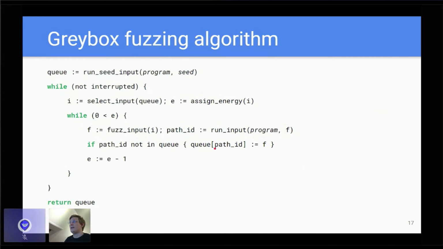And if so, that's great. That's what you want to do. You want to explore as many paths as possible. Right? So you're going to add it to your queue, and yeah, that's pretty much what happens. So you select the new input and you fuzz it again until you find new coverage.